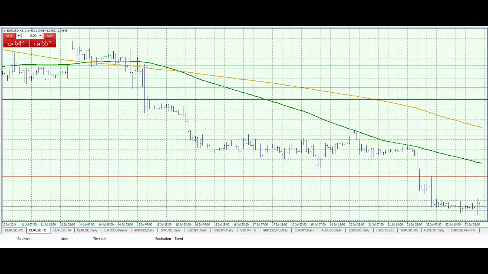Otherwise, good luck, good trading today. Could be a consolidation day. It really depends on whether 134.50 holds and whether 134.75 on top can hold as well.